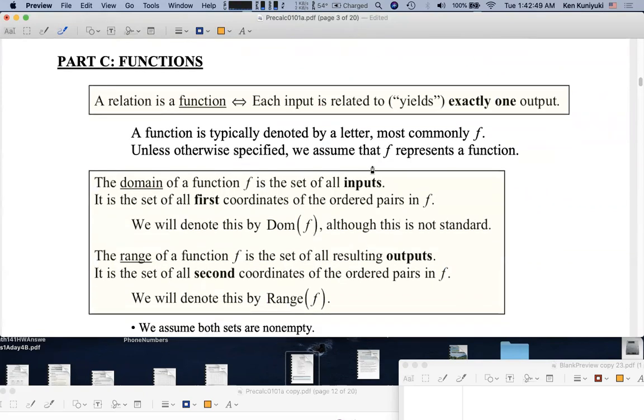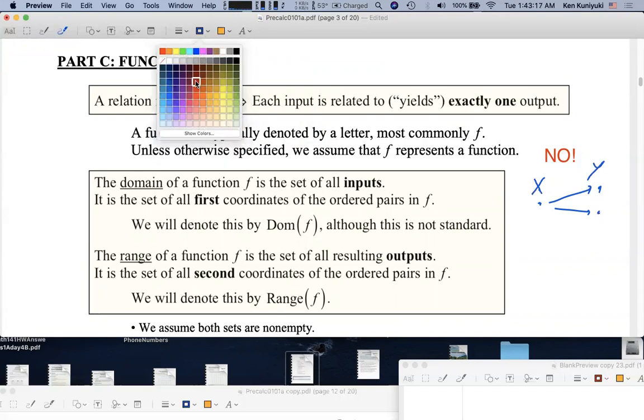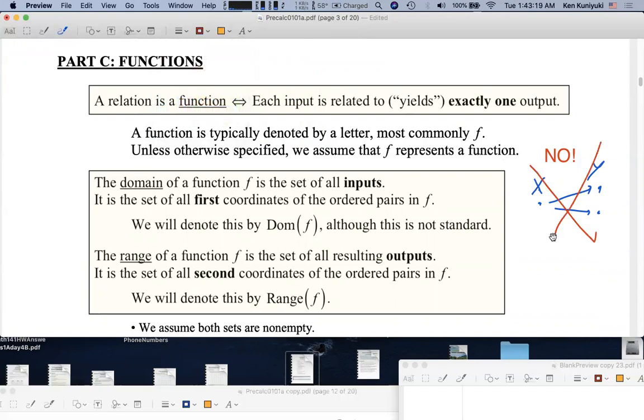Now, a function has the special property that each input yields exactly one output. So we are not allowed to have the following happen. We are not allowed to have one input yielding two or more outputs. In other words, we cannot have a single x-coordinate yielding two or more y-coordinates. That is illegal for a function. It's not illegal for a relation in general, but it's illegal for a function.